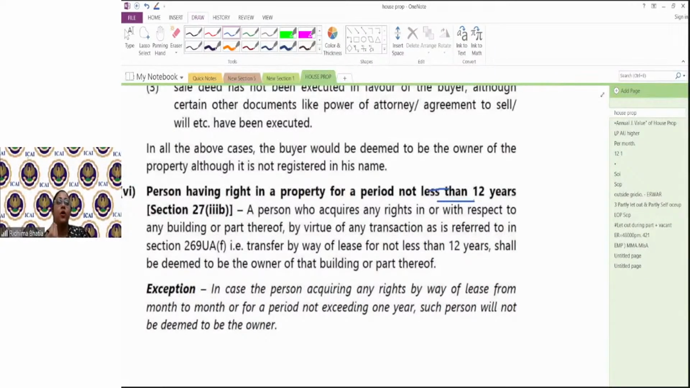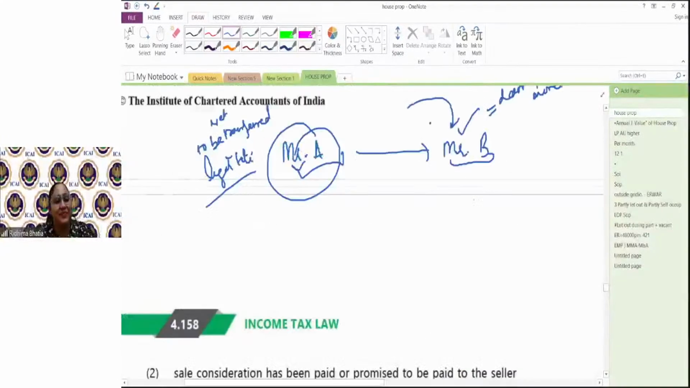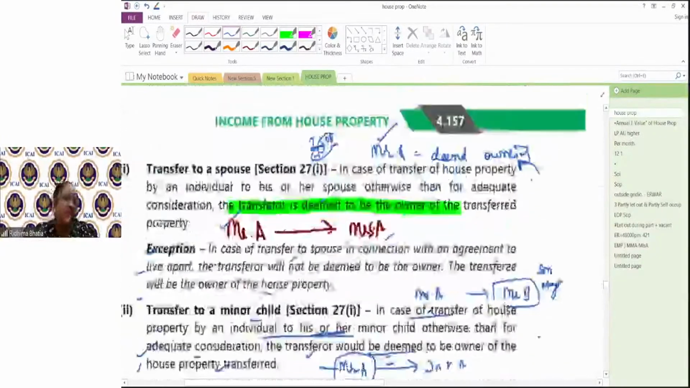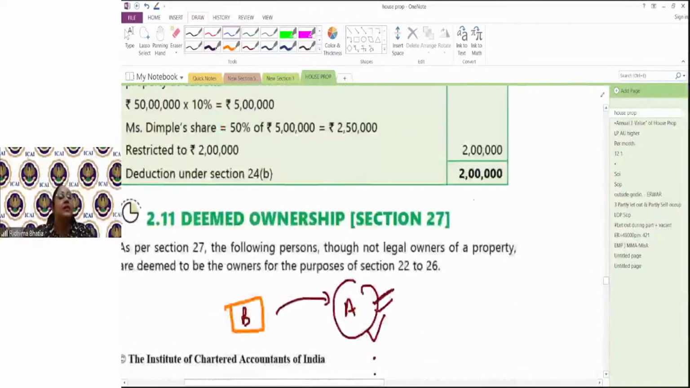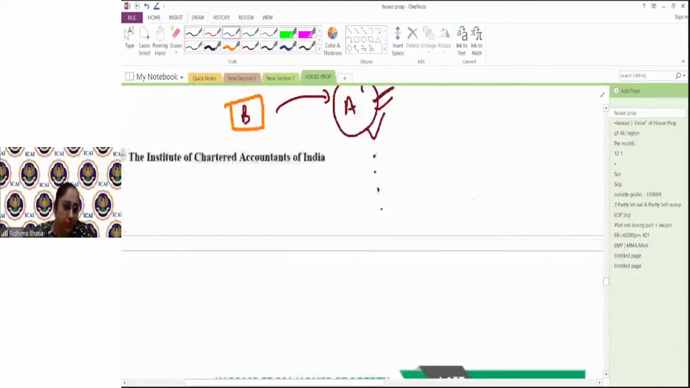But as on lease, suppose I'm living in that property for 12 years or more, single contract ke basis pe, or without any dispute, I'm living there, I would be considered to be the deemed owner of the property and I have to give rent on it, or I have to give income on it. Now, the final concept of deemed ownership is that when the legal title is someone else, but other person would be considered to be deemed owner.